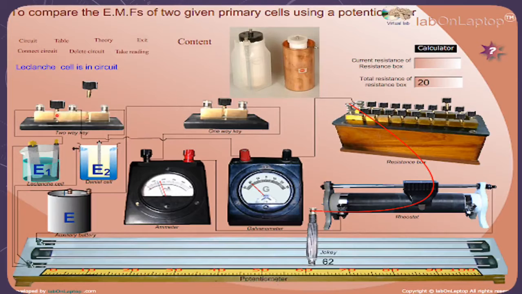And of course you need two keys. One is a one-way key, in which I have only one gap. Another is a two-way key, in which I have two gaps. This is just to make the circuit connection easy. At one time I can take one key out, so one cell out of these two will be in connection and the other will not be. Second time I can take out this key and insert the other key, so this cell will come in connection and this will not. That way the two-way key can be used to do our experiment very easily.